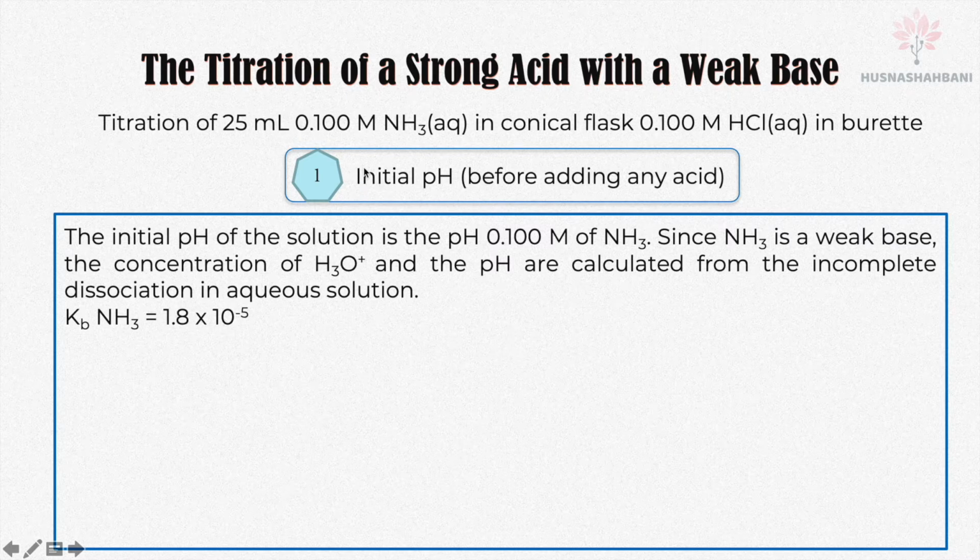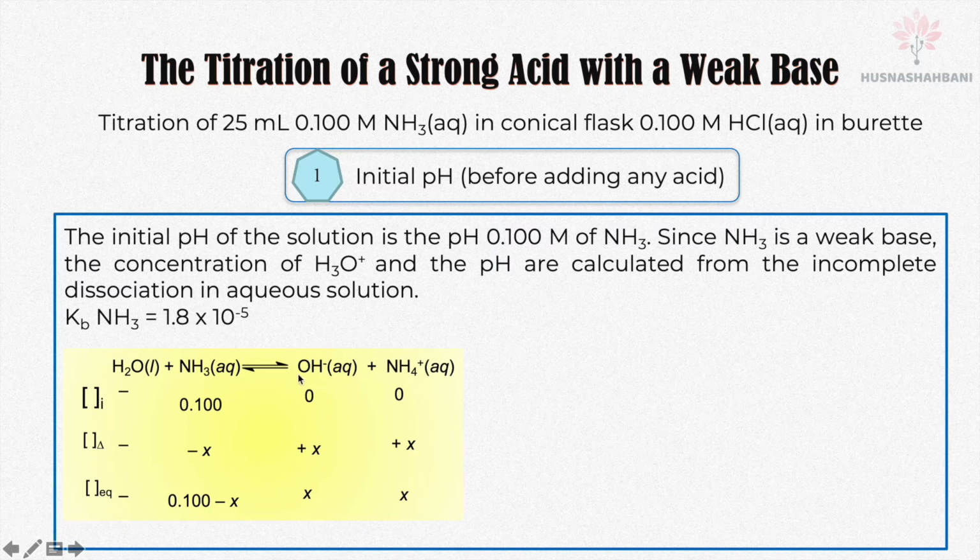Initial pH: we need to calculate the initial pH before adding any strong acid into the conical flask that consists of ammonia. So the initial pH of the solution is the pH of 0.1 molar NH3, because we only have NH3 in that conical flask. Since NH3 is a weak base, it does not completely dissociate. NH3 very slightly dissociates in water to form OH- and NH4+. So the pH is based on that production of OH-.